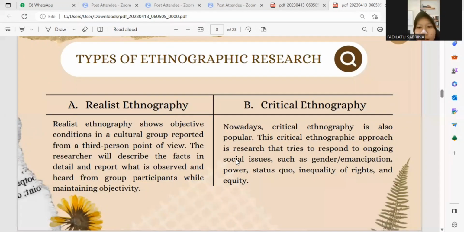A. Realist ethnography. Realist ethnography show objective condition in a cultural group report from a third-person point of view. The researcher will describe the fact in detail and report what is observed and heard from group participants while maintaining objectivity. And B, critical ethnography. Nowadays, critical ethnography is also popular. This critical ethnographic approach is research that tries to respond to ongoing social issues such as gender or emancipation, power, status quo, inequality of rights, and equity.